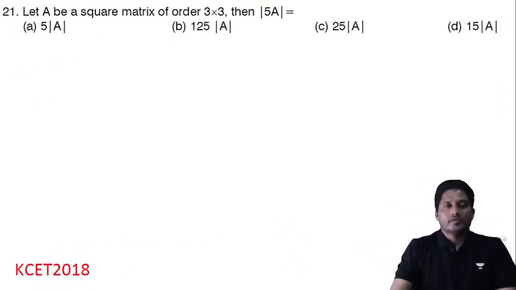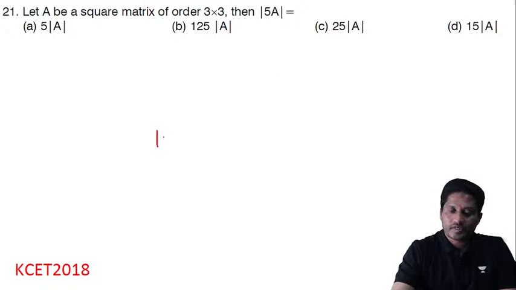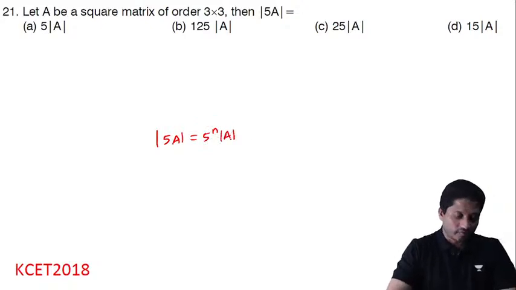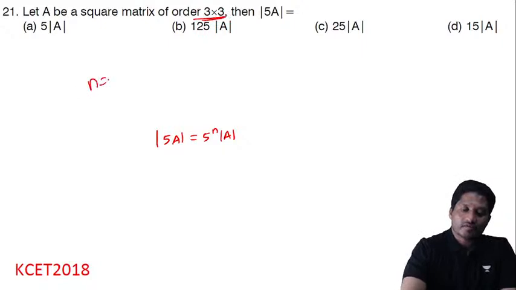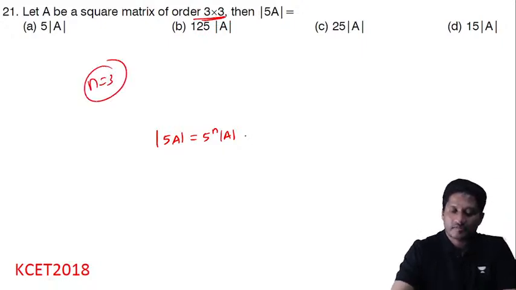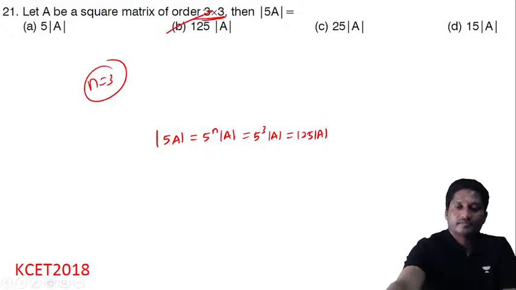The next question. We have done this before. When you have determinant of 5A, you take 5 outside, 5 power n into determinant. n stands for order of the matrix. A is a matrix of order 3 by 3, n equal to 3. This becomes 5 cube into determinant A. 5 cube is 125, 125 into the determinant. Answer is option B. The next question.